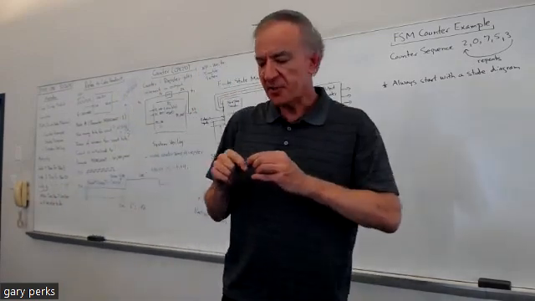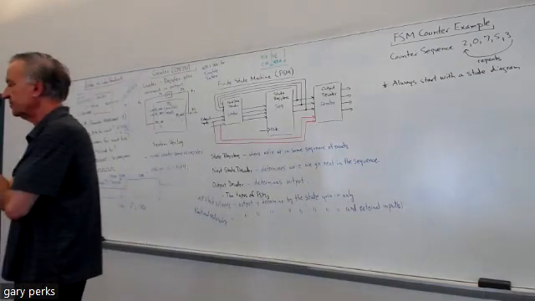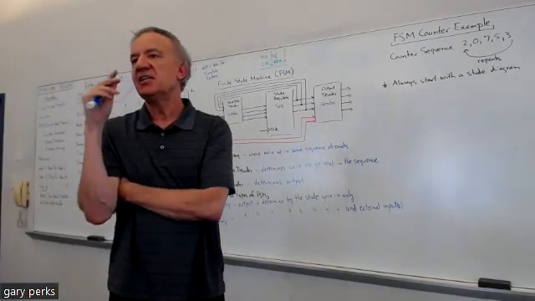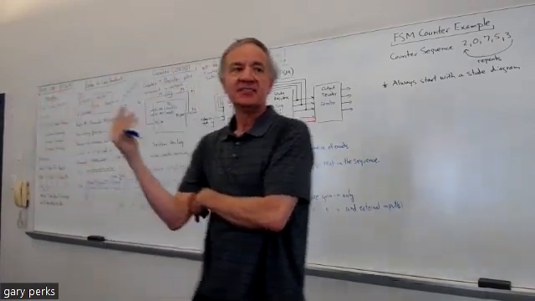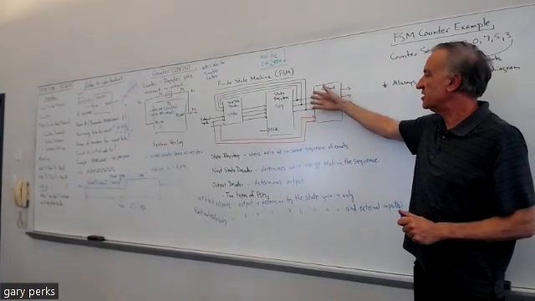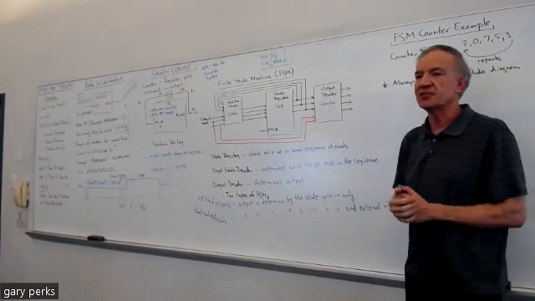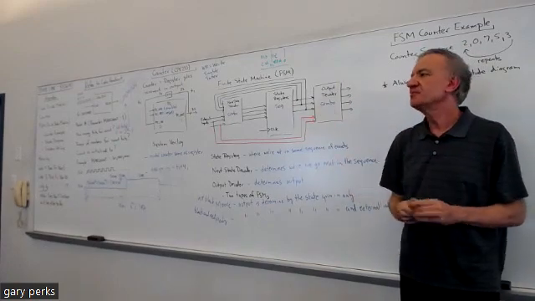Okay, Dr. Benson, she has a clever phrase to remember the difference between the two. And her phrase is, a Moore has less. Right? Because the Moore output only depends on the state register, where the Mealy depends on the state register and external input. So the Moore has less. That's how she remembers. So I think it's a clever way.